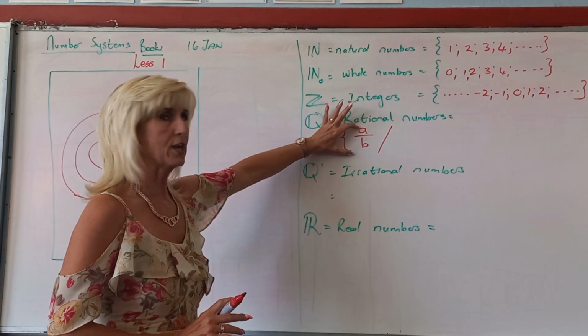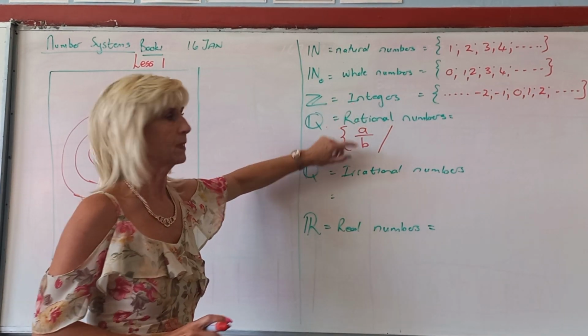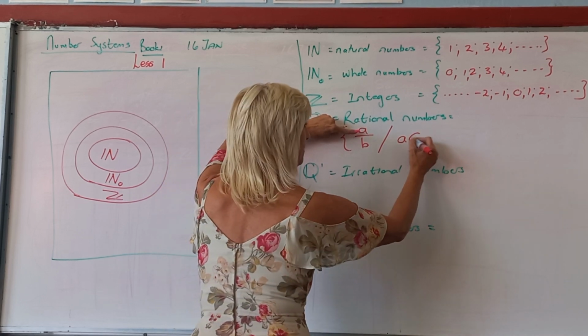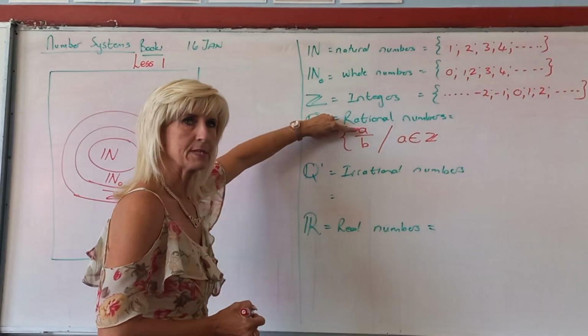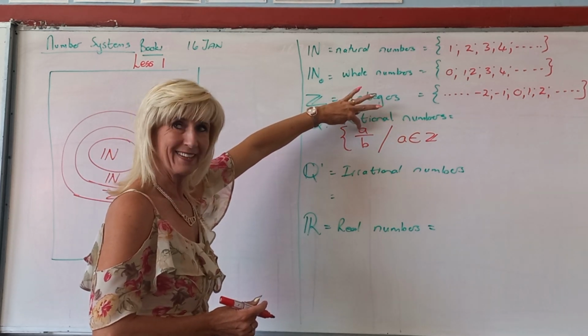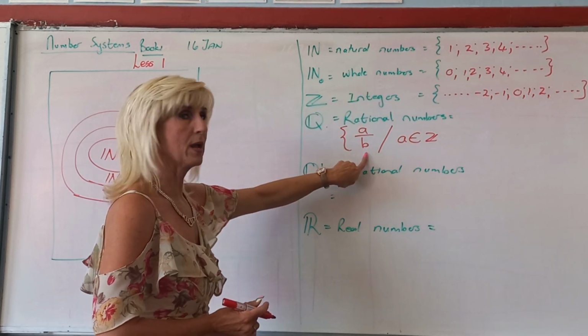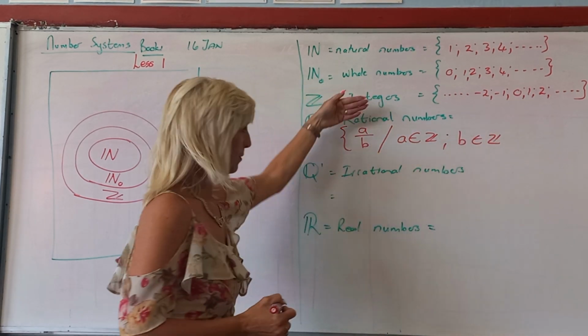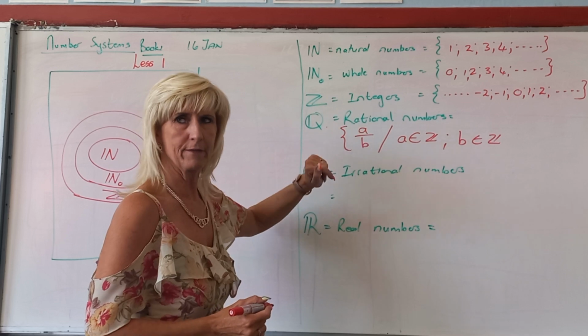So it's the set of fractions so that what must happen? The top must be an integer. How will I say the top must be an integer? The a must be an element of Z. So the numerator must be an integer, as well as the denominator must be an integer. So both of them, something like 5 over 7 or whatever.